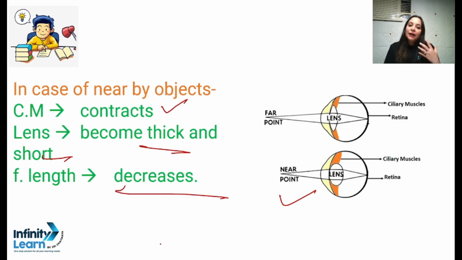Now, the image formed would be particularly on the retina. Every time it is formed on the retina undoubtedly, but the proper converging will occur and a clear image will be formed. So you need to remember that when we wish to see nearby objects, ciliary muscles contract, the lens becomes thick and short, due to which focal length decreases.